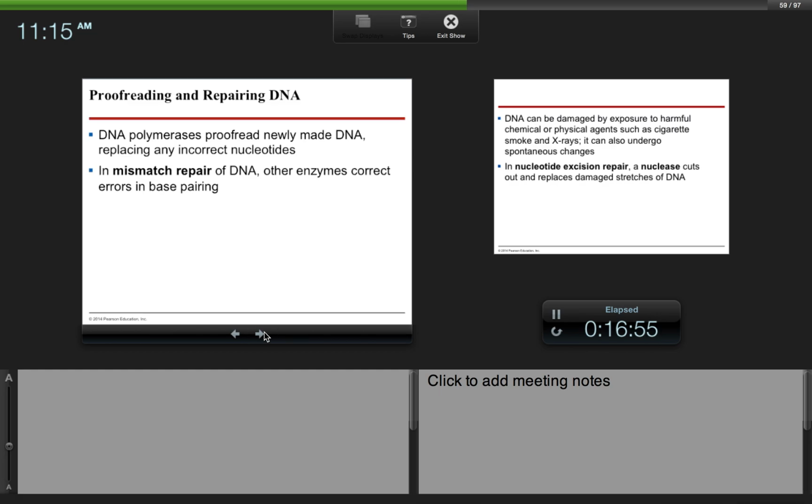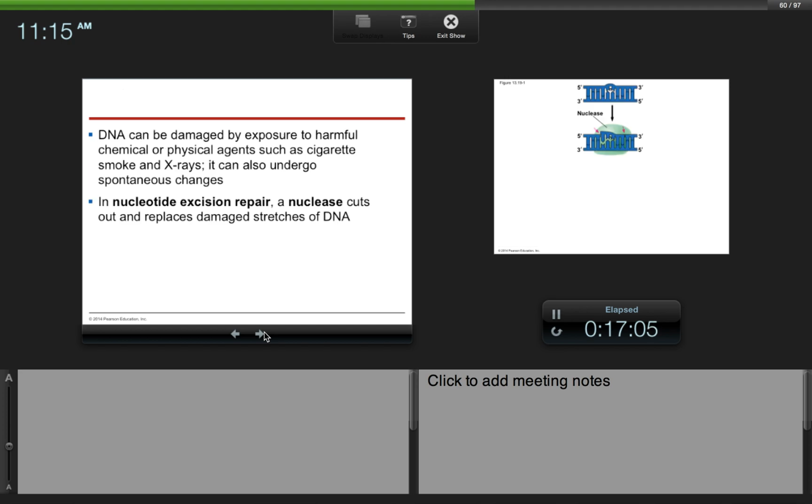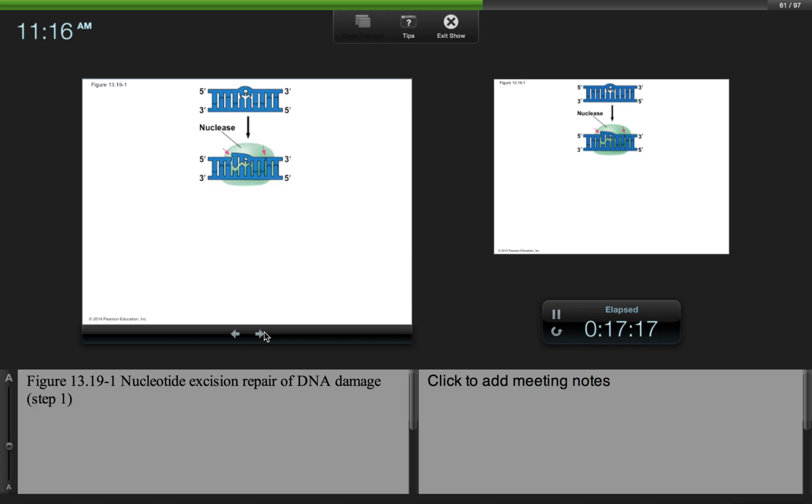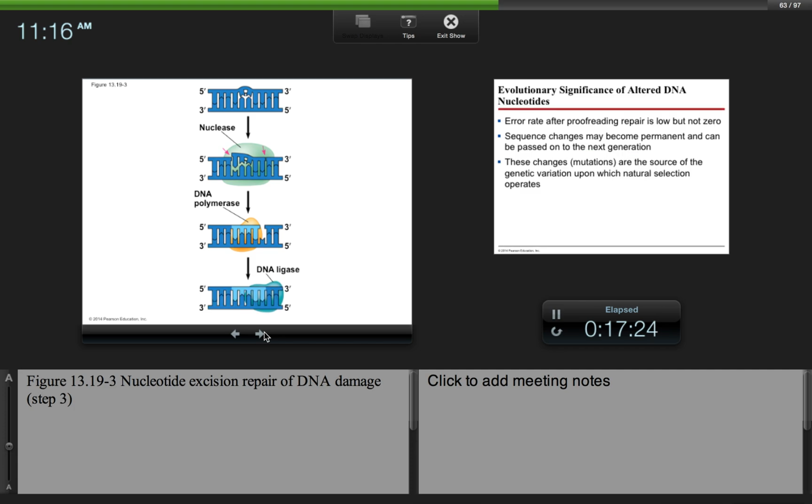DNA polymerases proofread newly made DNA, replacing any incorrect nucleotides. In mismatch repair of DNA, other enzymes correct errors in base pairing. DNA can be damaged by exposure to harmful chemical or physical agents, such as cigarette smoke and X-rays. It can also undergo spontaneous changes. In nucleotide excision repair, a nuclease cuts out and replaces damaged stretches of DNA. So here we have a damaged stretch of DNA. Nuclease cuts it out. DNA polymerase replaces it. And DNA ligase fuses the gaps, closes the gaps.